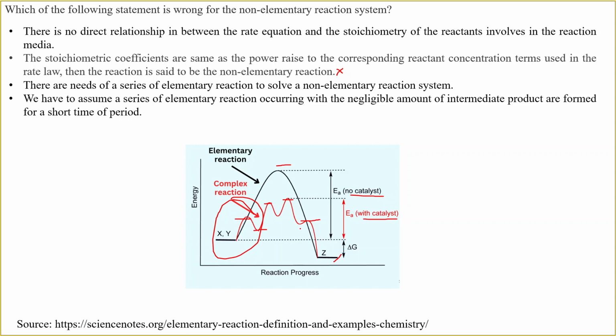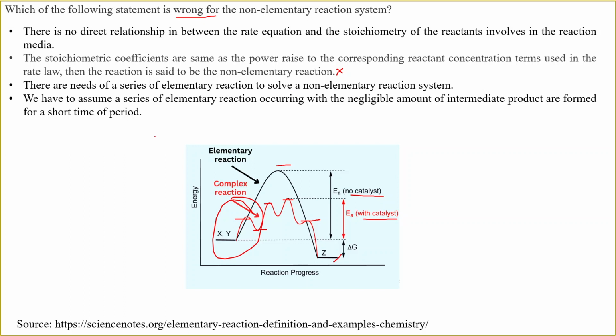This will be the first one, next is the second, then third, then fourth, and finally we are led to the product. So to make our calculations simpler, we can break down the entire complex reaction into small elementary pieces. So that's why there are needs of a series of elementary reactions to solve a non-elementary reaction system. It is the correct term, but not the answer for our question because we have been asked to choose the wrong ones.